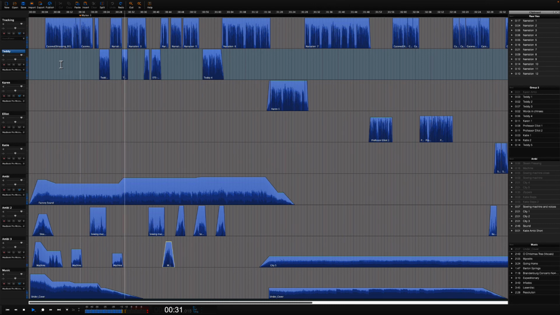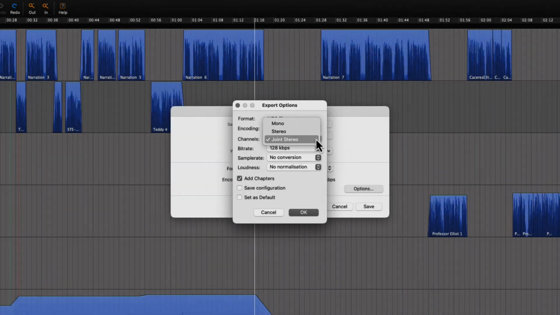It's a trade-off. How big the files can get and the quality of the sound. Now let's circle back to channels. We already had a look at mono and stereo when we were talking about the WAV files, but what is joint stereo?